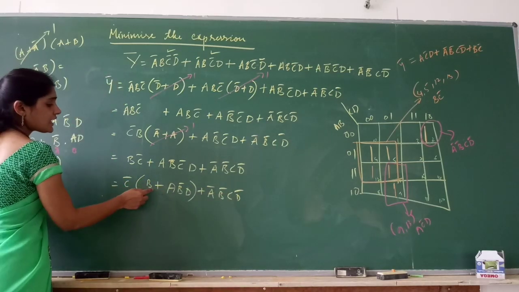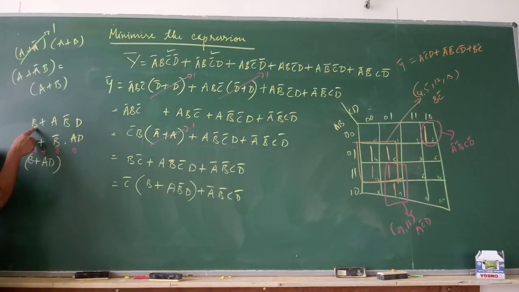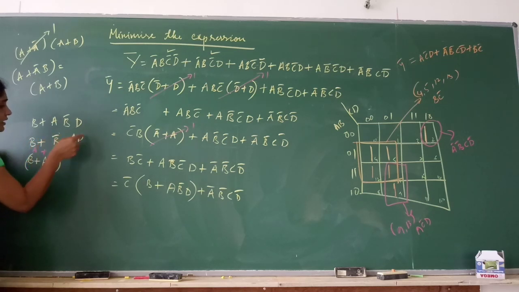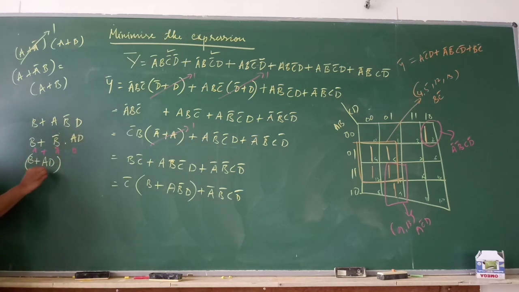Now this can be written as A plus A bar B, that is I have B plus A B bar D, right? So what I do is I write B bar first, then AD. So this will be A plus A bar B. A plus A bar B is A plus B. So this is just like A, B.